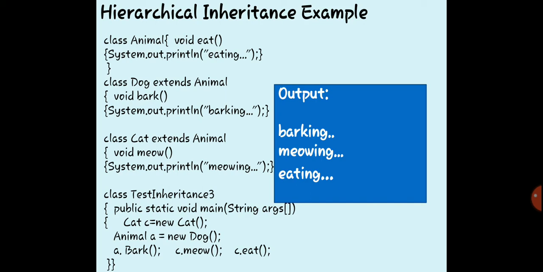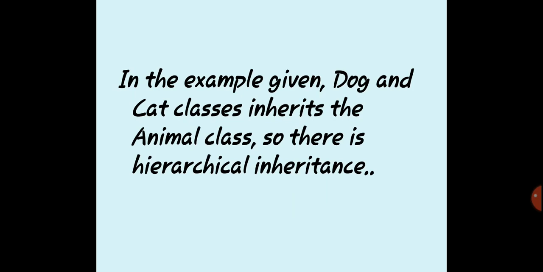What about bark? Dog's method is bark. If bark is required to be accessed, an object has to be created, so we write Animal A equals new Dog. Here we connect both the base and the derived. We create a reference of the base class and connect the derived class also. See the syntax: base class, space, object equals new derived class. So A can invoke bark. That's all about hierarchical inheritance. I hope you understand.